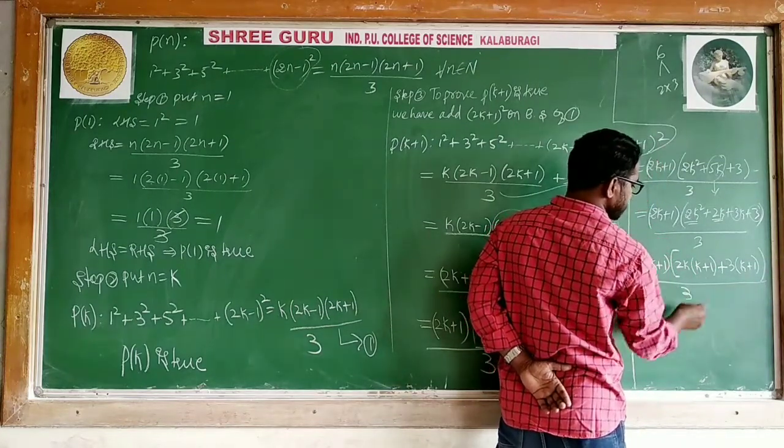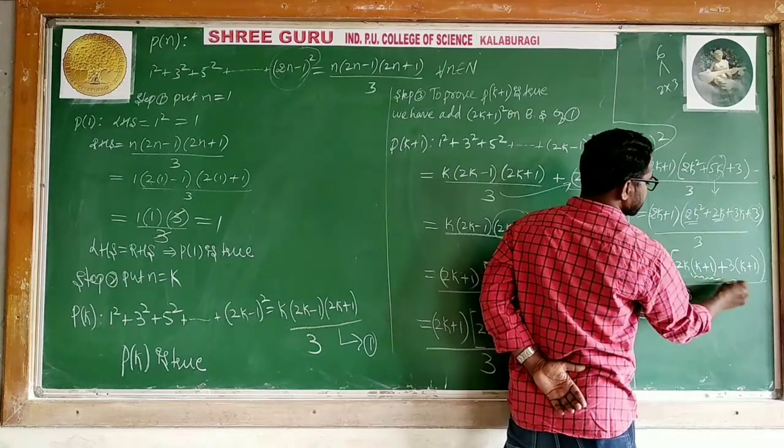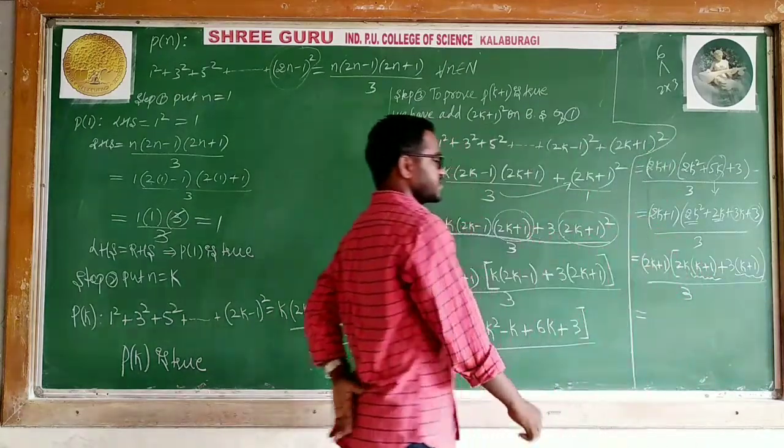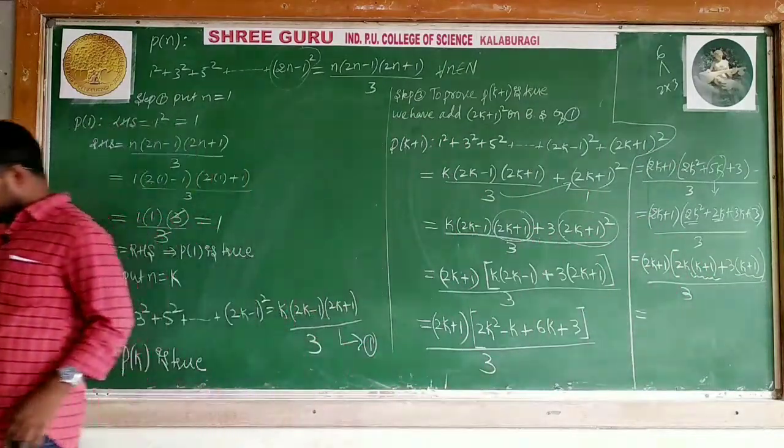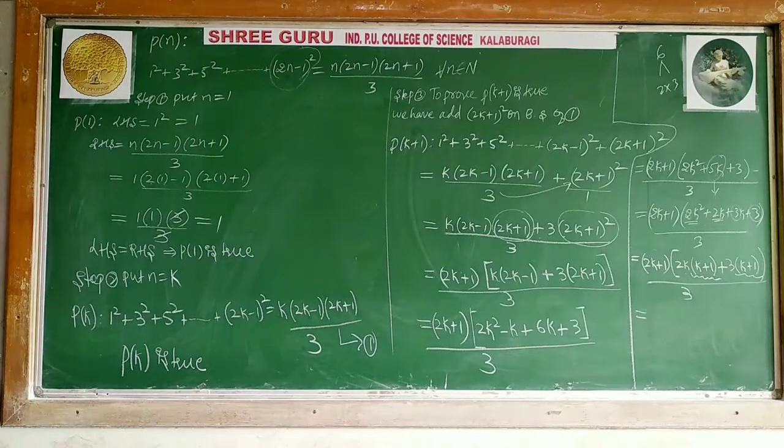Can I say k plus 1 is common? See there, k plus 1 is common. In the whole big bracket, you have k plus 1 as a common factor. That k plus 1 you can take outside.